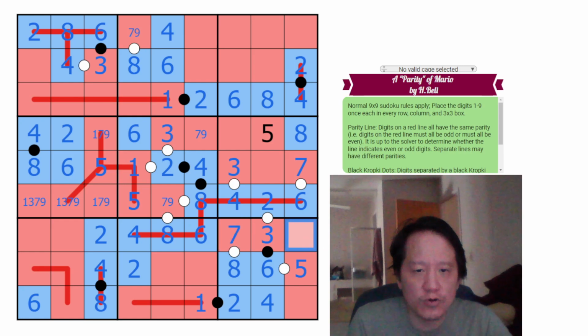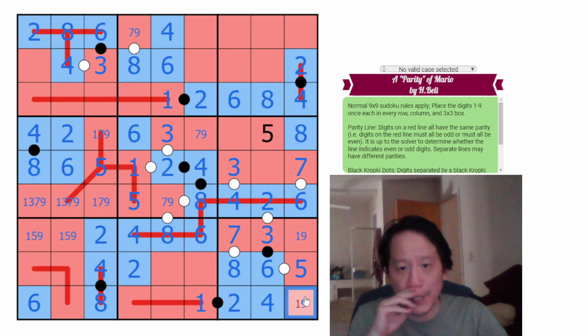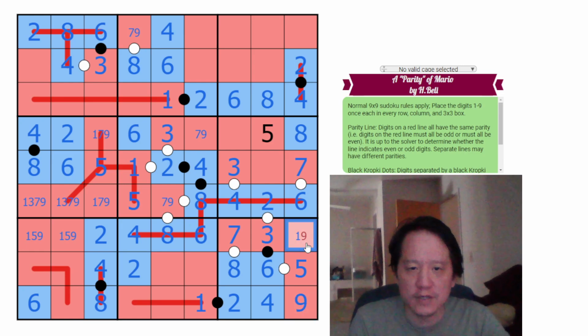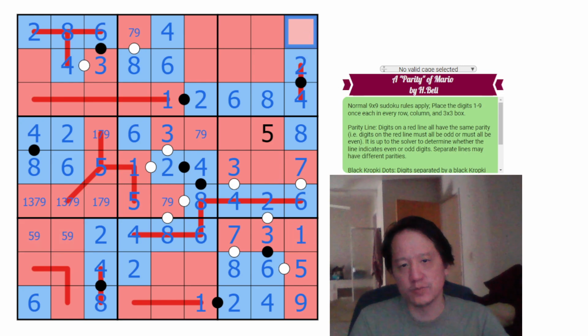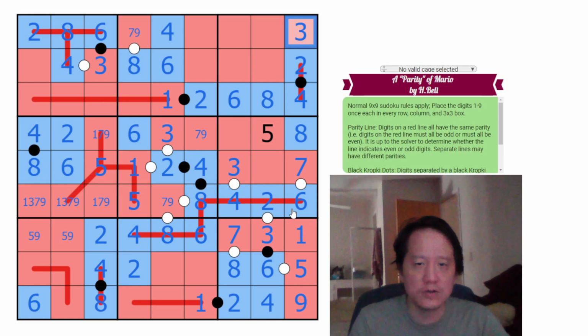We're looking at 1, 5, and 9. So this is 1, 5, or 9. This is 1 or 9. This is 1 or 9. Okay, so this can't be 1. So this is 9. This is 1. This can't be 1. This has to be 3 in the corner.